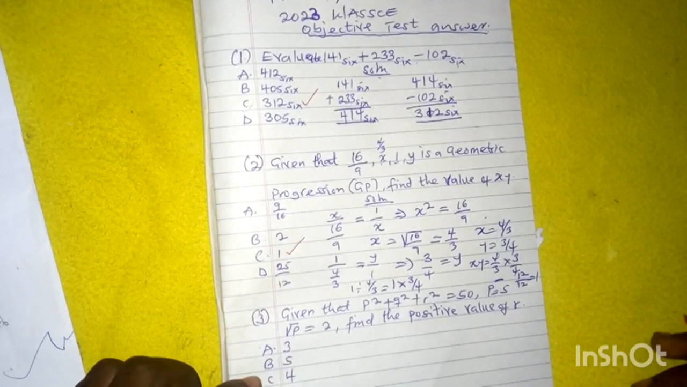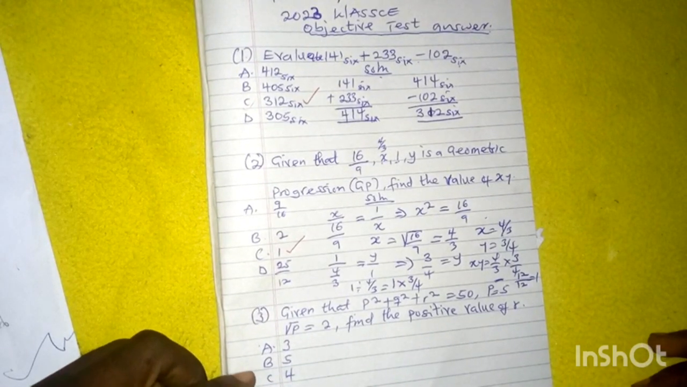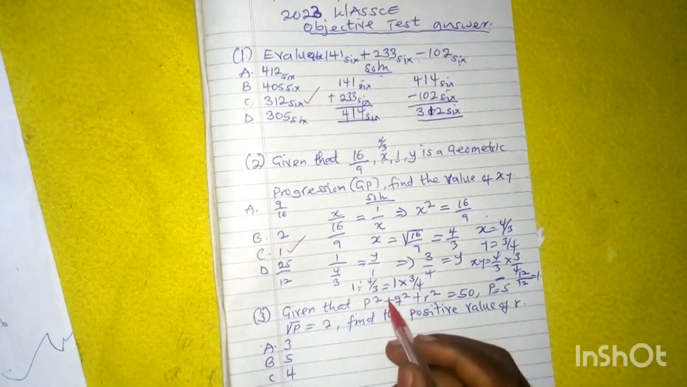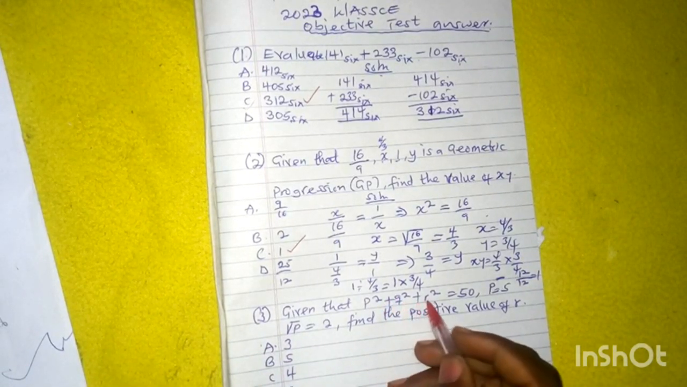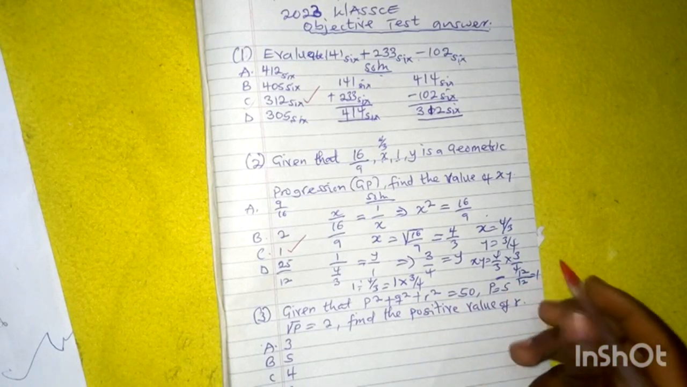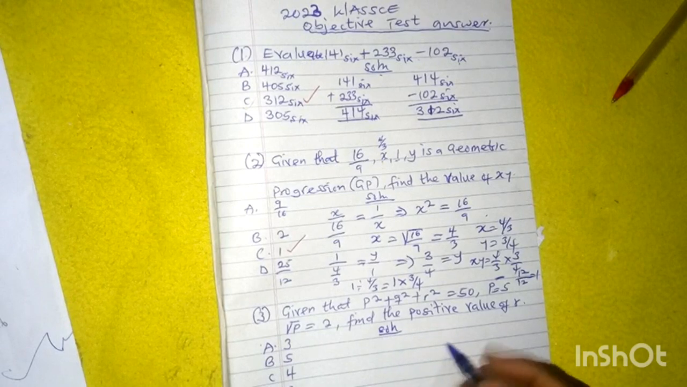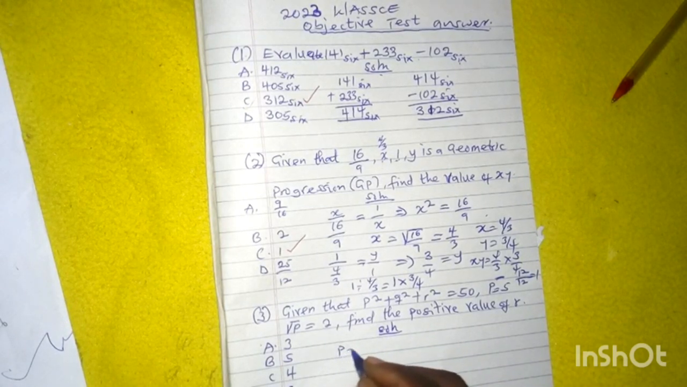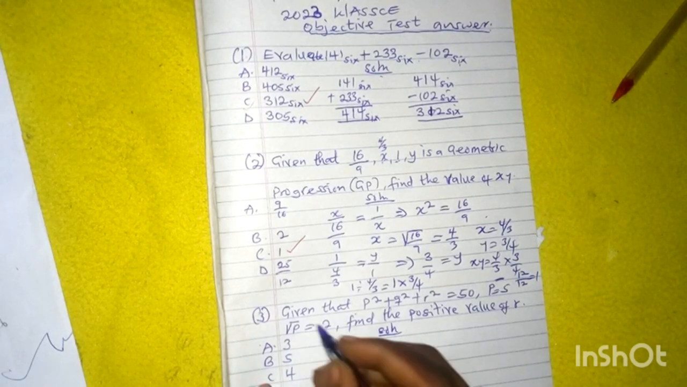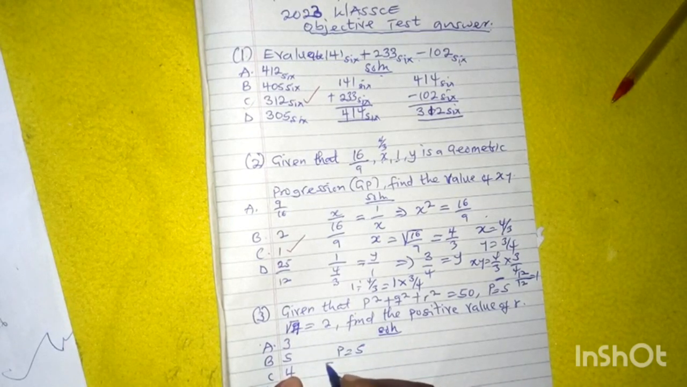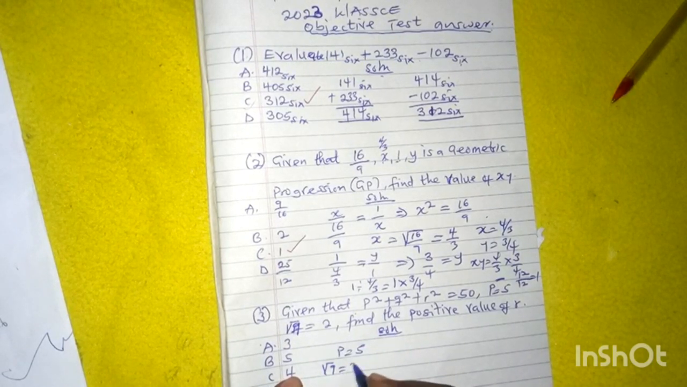Let's go to question 3. Given that p squared plus q squared plus r squared equals 50, p is 5, and root q equals 2.